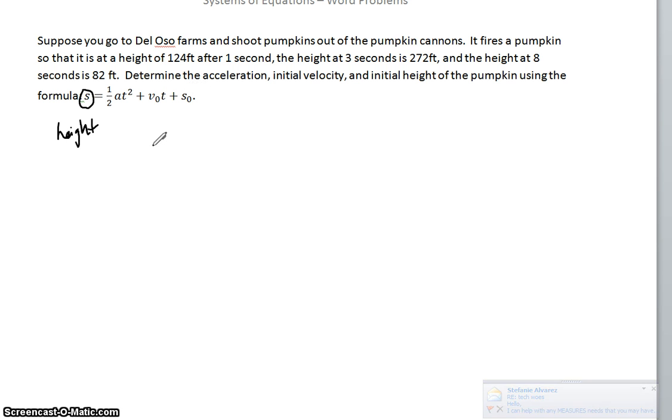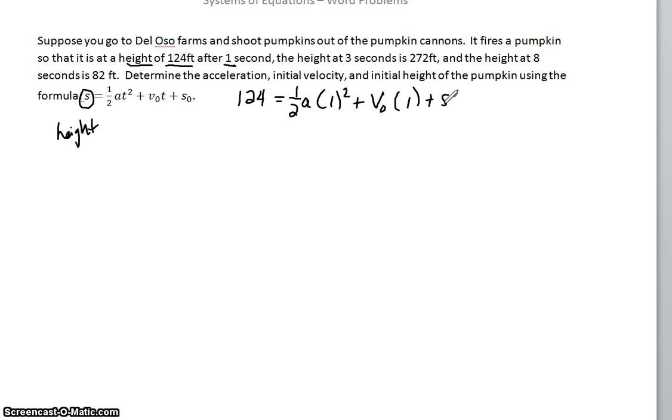So what we can do here is we're just going to plug in the values. So we're going to have 124 equals, because 124 is the height, and 1 second we're going to plug in the T. So we're going to have 1/2 A times 1 squared plus V0 times 1 plus S0, which is just going to be 124 equals 1/2 A plus V0 plus S of 0. Okay, so then I'm going to do it again for the next one.